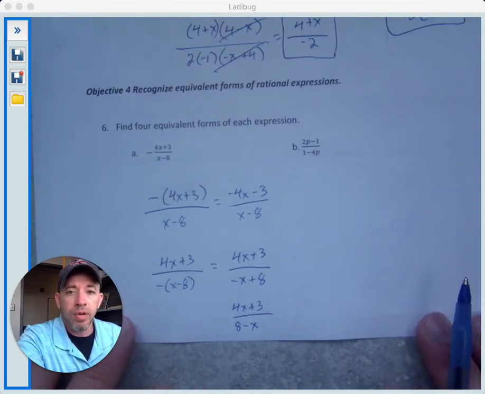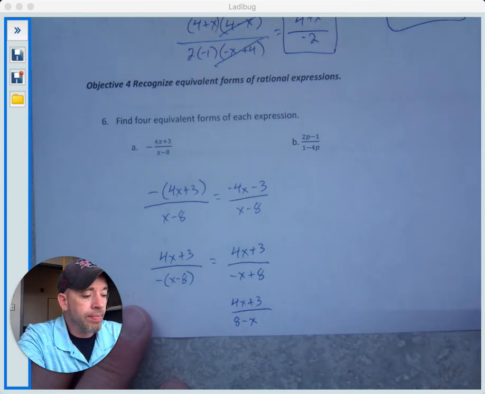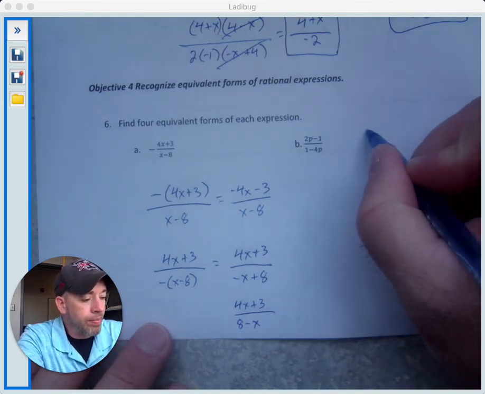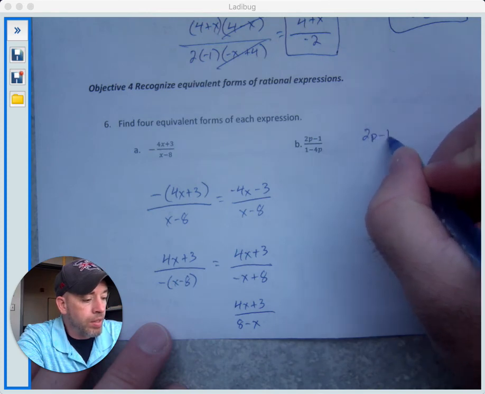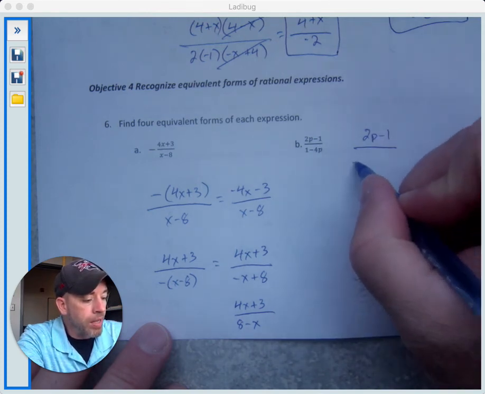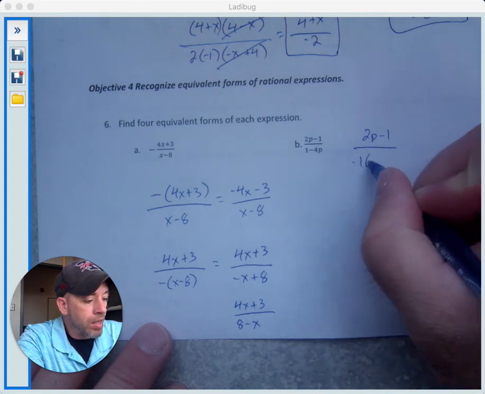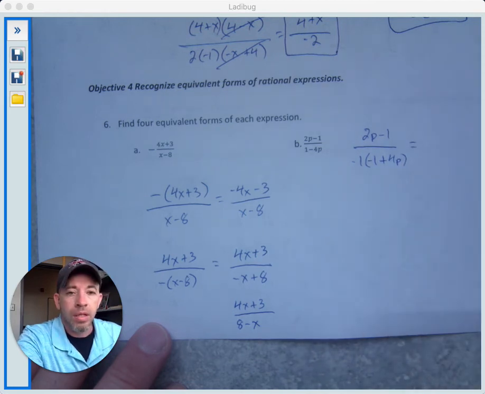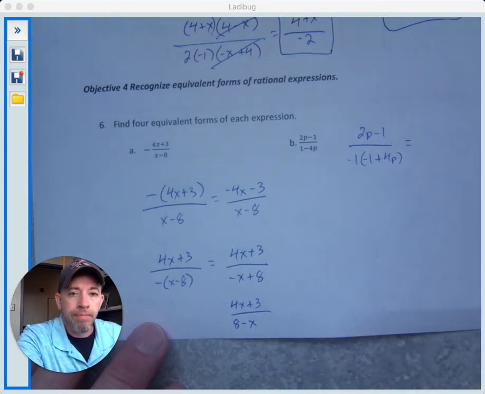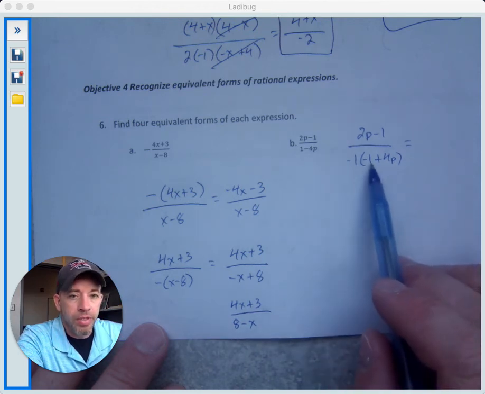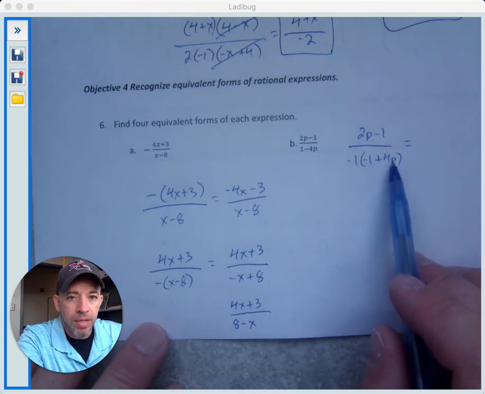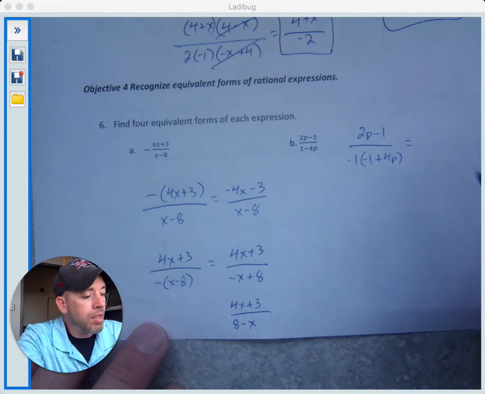We want to find 4 equivalent forms for this expression. What I might do is factor out a negative from the bottom. So 2p minus 1 over, if I factor out a negative 1 from the bottom, we would have a negative 1 plus 4p, right? So we could do that. So negative 1 times negative 1 is the positive 1. Negative 1 times 4p is negative 4p. So that's equivalent.